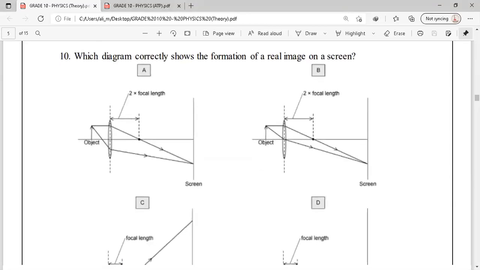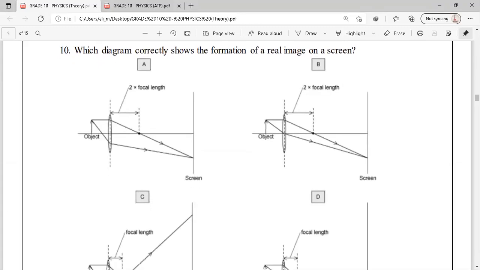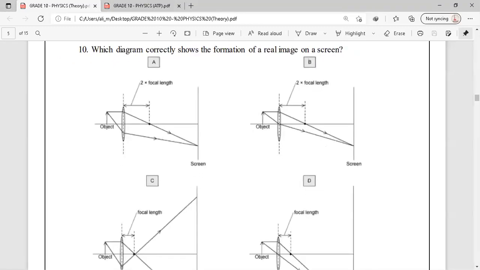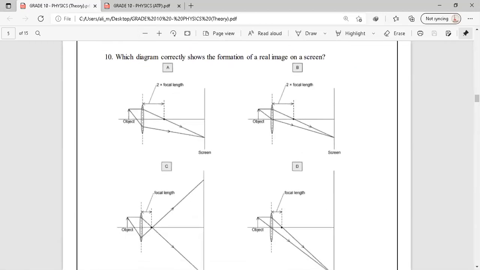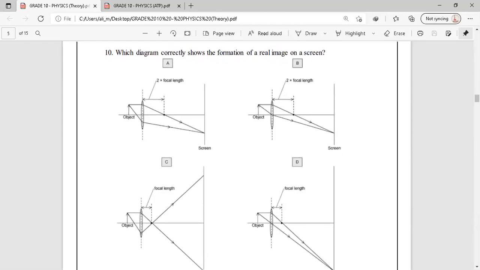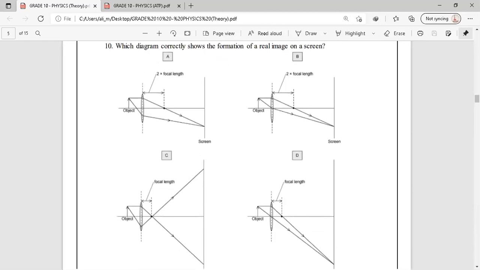Let's come to our question number 10. In question number 10, we have four diagrams. Which diagram correctly shows the formation of a real image on the screen? As we can see in this option, the rays are not meeting at the screen. This is the meeting point. It means the image is not formed on the screen. This is the incorrect answer.